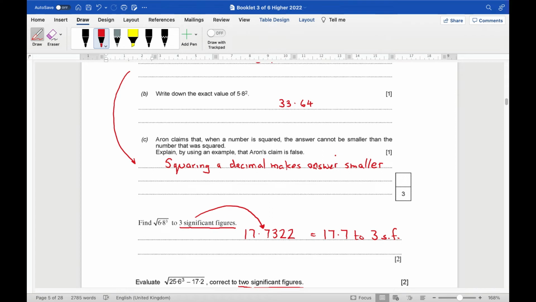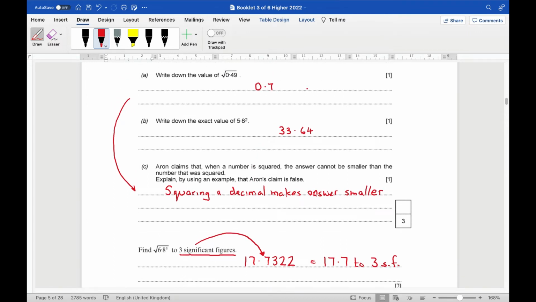I'll pick up on Aaron's claim here that if you square a number, it can't be smaller. He's probably right in 99% of the cases, isn't he? Because 2 squared is 4 and 3 squared is 9, so the answer is always bigger. But if the number you're squaring is less than 1, the answer becomes smaller. And there's an example here.